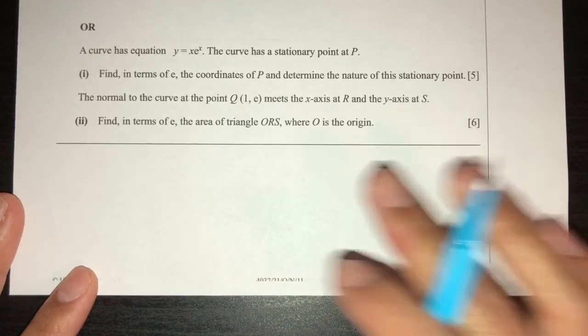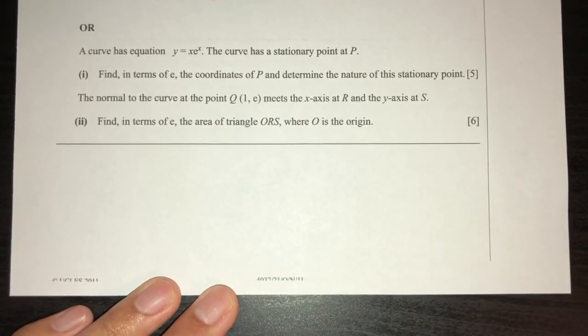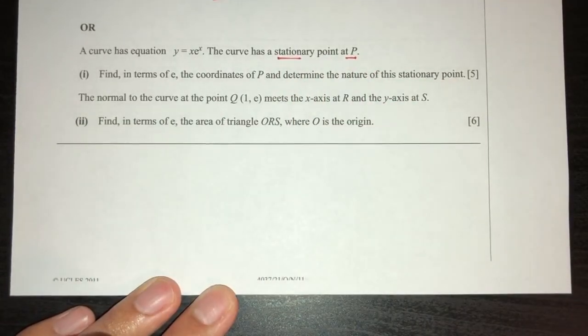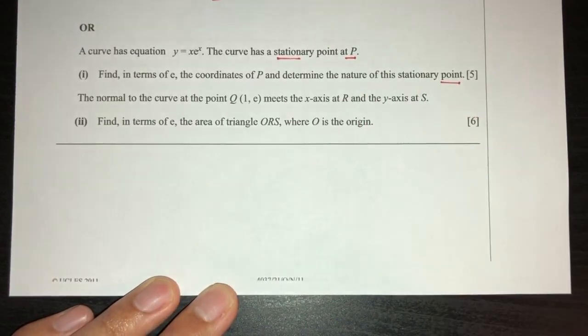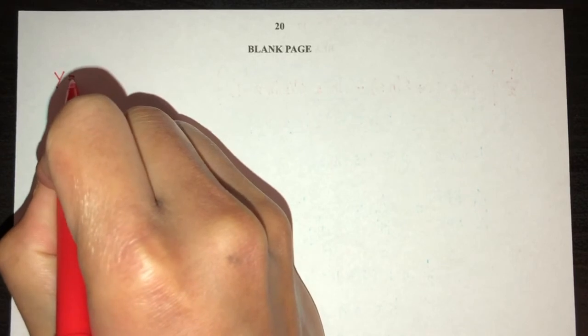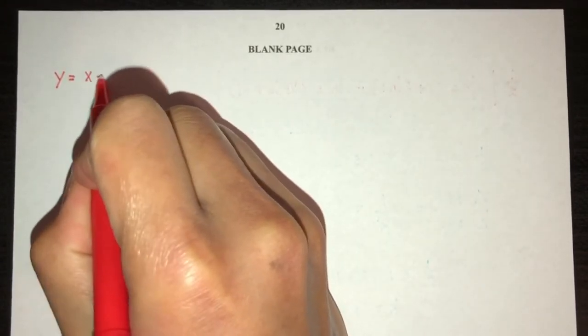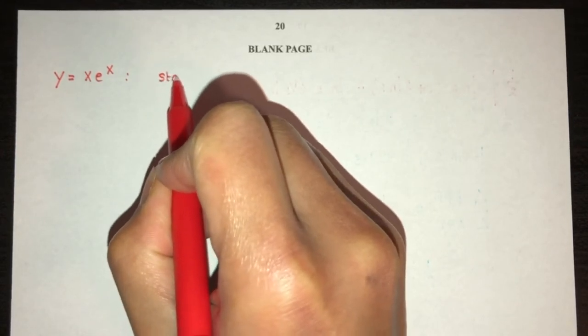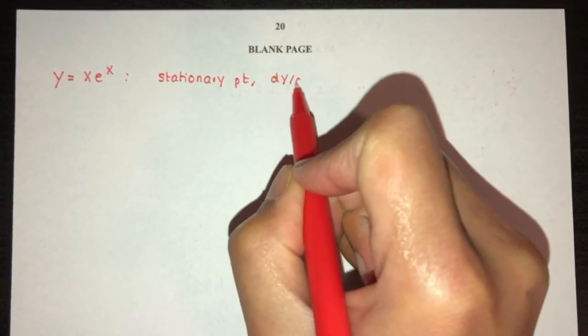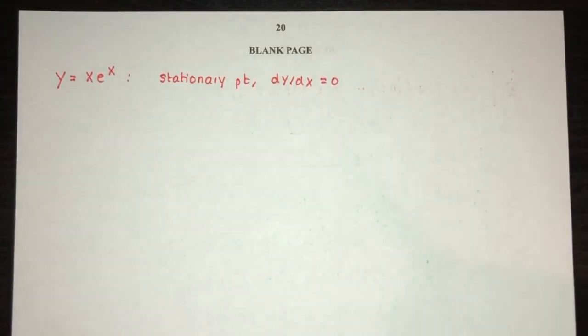Or we can try to do this question. A curve has the equation y equal to this one, right? And the curve has a point which is stationary at P. Now find in terms of e the coordinates of P and find the nature of this point. So let's do this, pretty easy. So we have y as the equation of the curve. y is equal to x exponential x. So we have to find the stationary point. You guys know already at a stationary point what is true: dy by dx has to be 0. So let's find dy by dx.